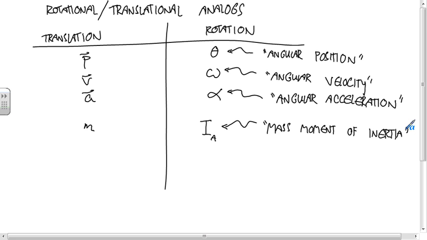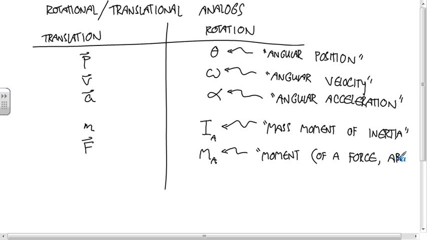And then the other one was force. And the rotational analog of force is, I'll call it M sub A. And you can think of that as the moment. People usually, as a shorthand, just call it moment, but so in parentheses, I'll put moment of a force about a point.